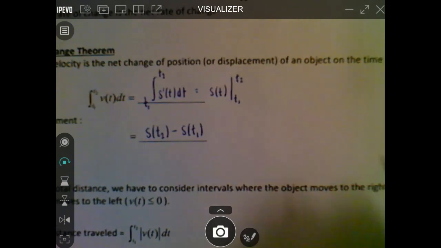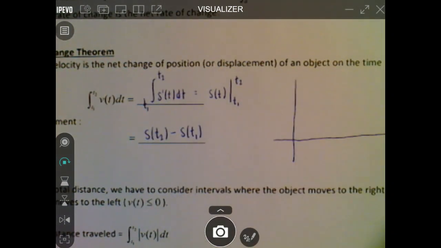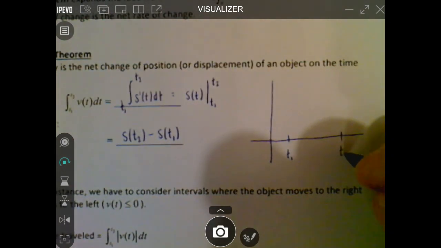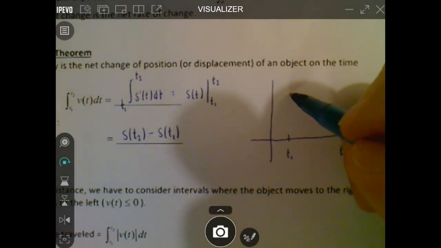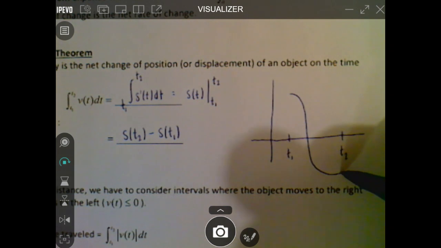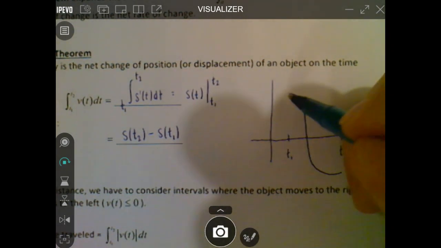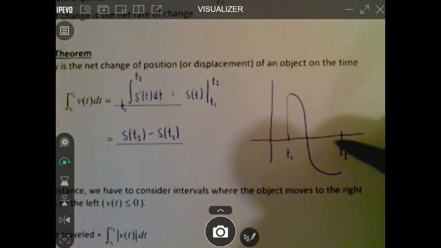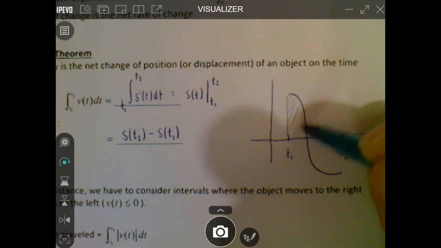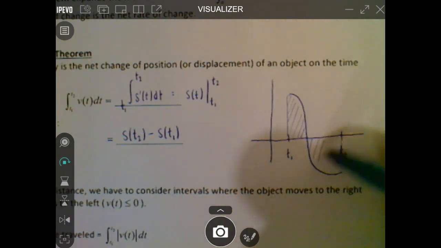So what this means graphically is, if I take any function, I'm just going to draw some kind of curve here. Here's t sub 1, here's t sub 2 over here, and say the curve looks something like this. I have part of the curve above the x-axis and part of the curve below the x-axis. We know that integration is really talking about the area under the curve. So from t sub 1 to this x-intercept, I have positive area under the curve. From this x-intercept to t sub 2, I've got negative area under the curve.